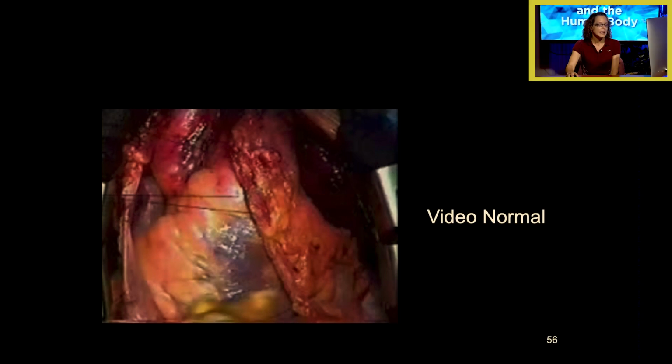Next, we're going to watch the video of the heart beating in slow motion. In this next video, we will be able to see the heart beating at its normal speed.